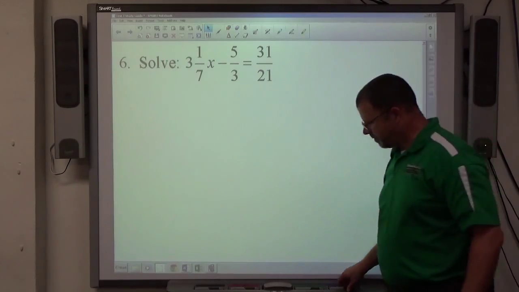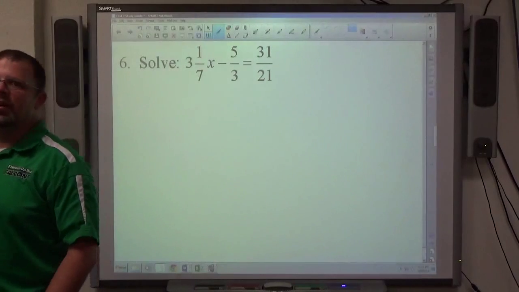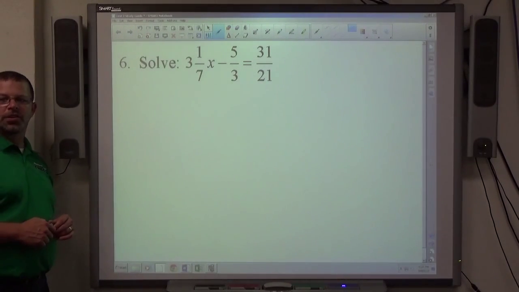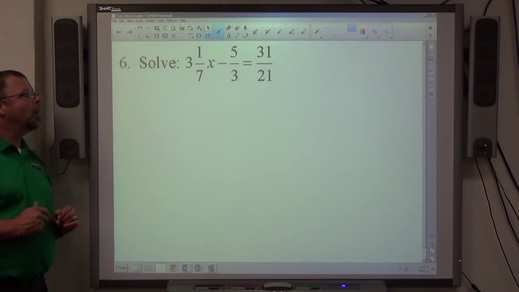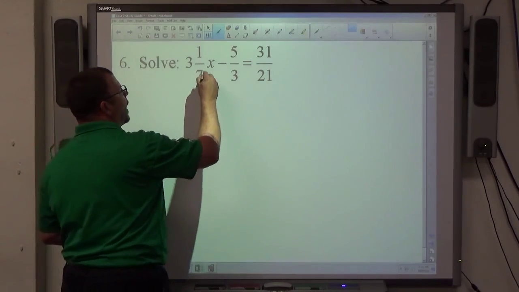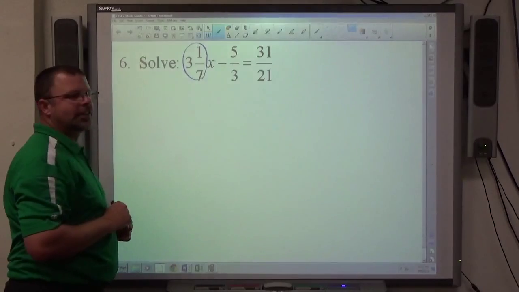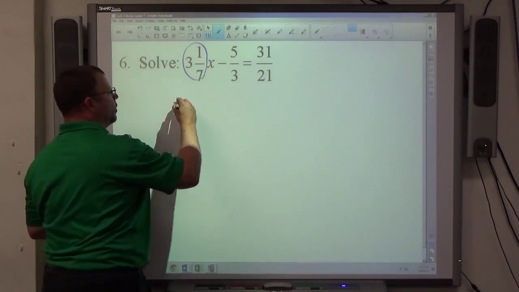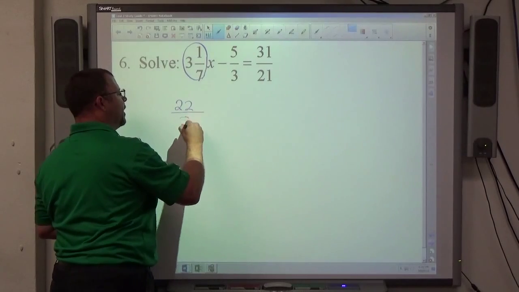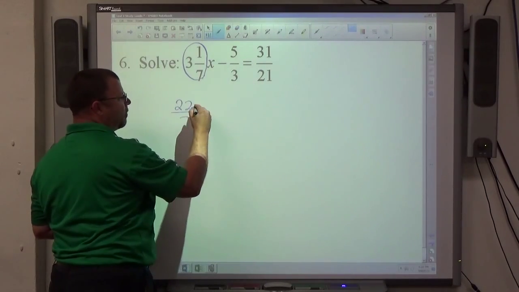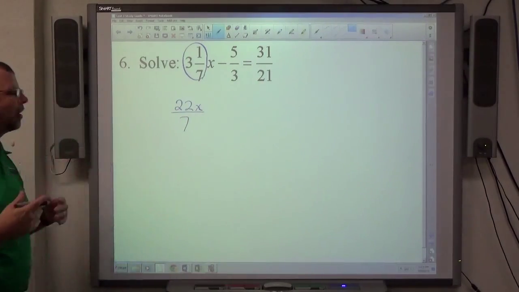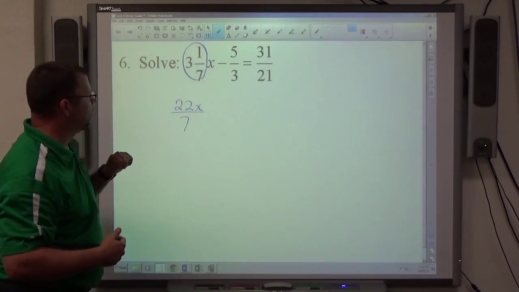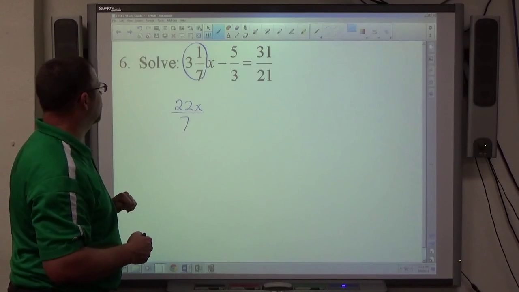Number 6, solving a fraction equation. For me personally, I don't like to work with fractions and equations because I can get rid of them very easily. Before I deal with the fraction issue though, I don't want to have a mixed number. So I want to fix that mixed number. 3 times 7 is 21 plus 1 is 22. So I get 22 over 7x. Now I could put the x out in front. I'm going to put it on top because that's officially where it's at. So rather than keep it out in front of the fraction, I'm just going to throw it on top of the fraction just so there's no confusion about where it belongs.